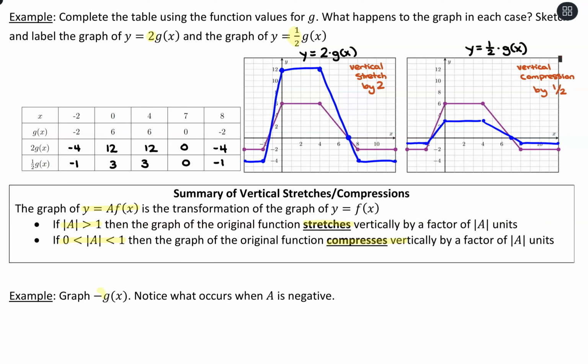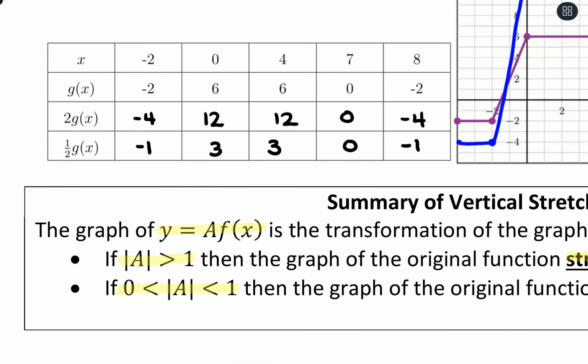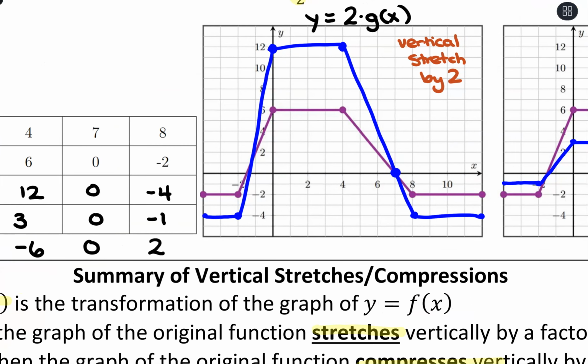Let's talk about what happens if we have a negative on the outside. In fact, that would be easy enough to add to this table. Let's say I made negative g of x a line on this table here. So what we'd be doing is taking each of those y values and multiplying by negative 1. So negative 2 would become positive 2, positive 6 would become negative 6, negative 6, 0, positive 2. So whatever was graphed as negative before now graphs as positive, and whatever was positive is now negative. And then zeros stay the same.